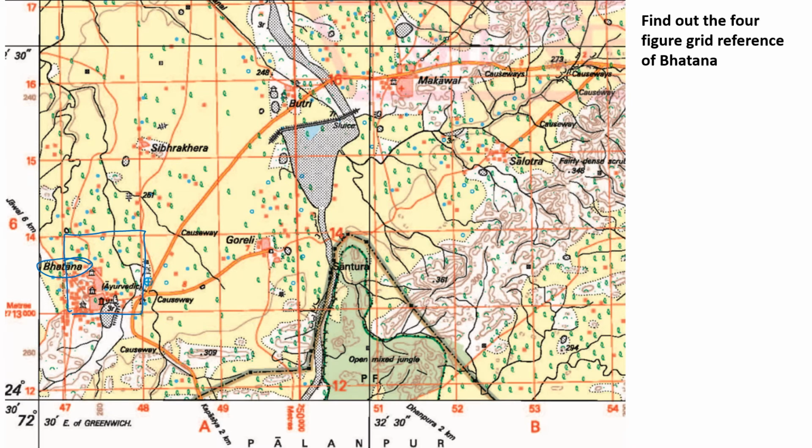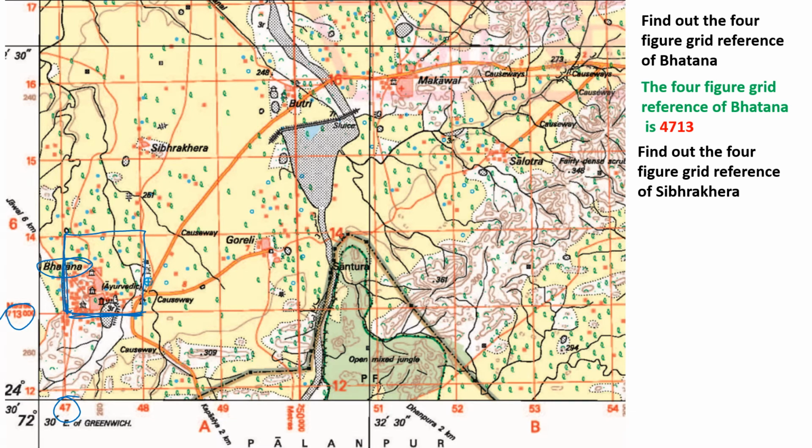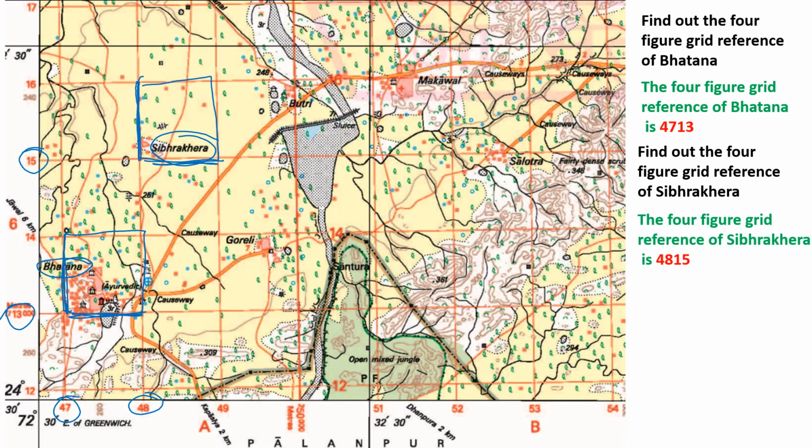So in capital L, as always, we know that it is capital L. So this is the first line. So what is it? 47. Then we have to draw this line. It is 13. So the four-figure grid reference of Bhatana is 47, 13. Next question. Find out the four-figure grid reference of Shibra Khera. Where is Shibra Khera? Shibra Khera is here. Again, we are talking about this block. So capital L, first this line we draw. So this is 48. Then we have to draw this line. So this is 15. So it is 48, 15.